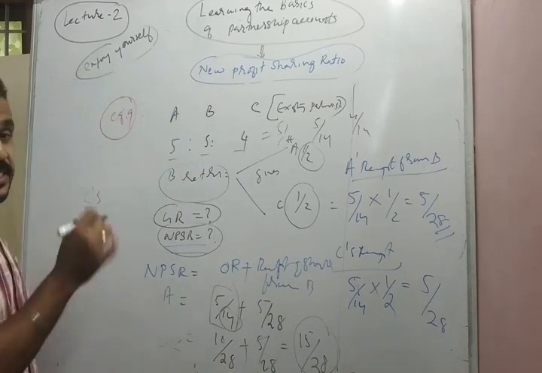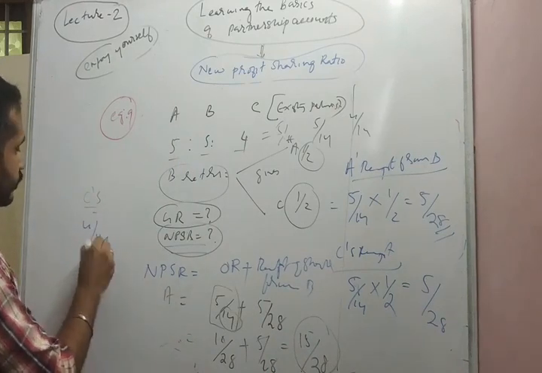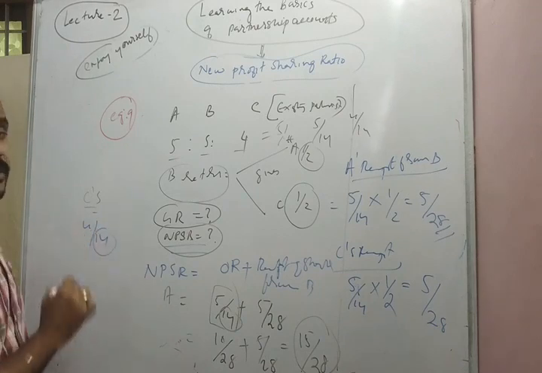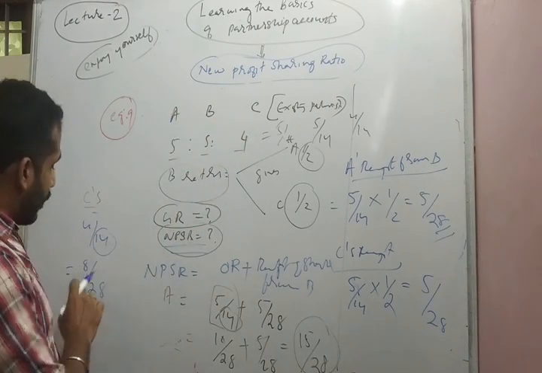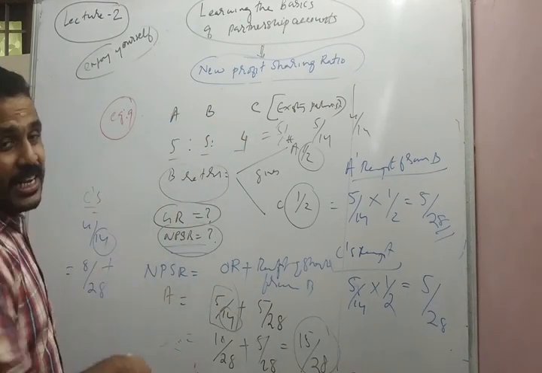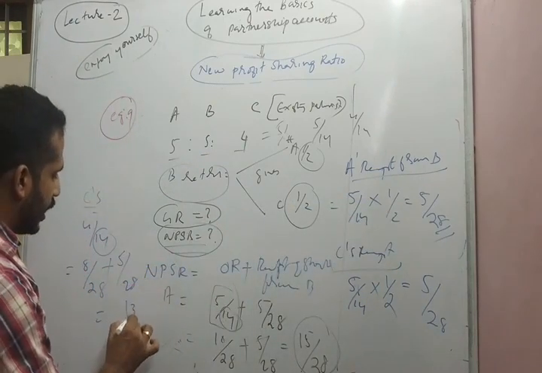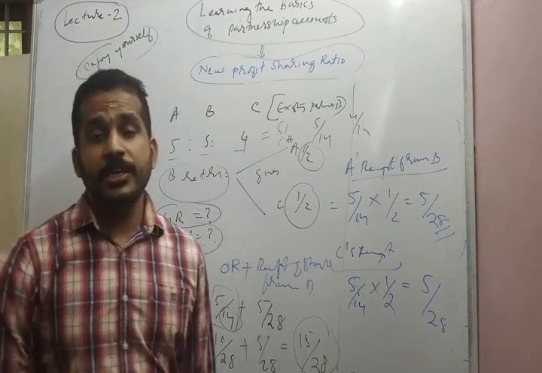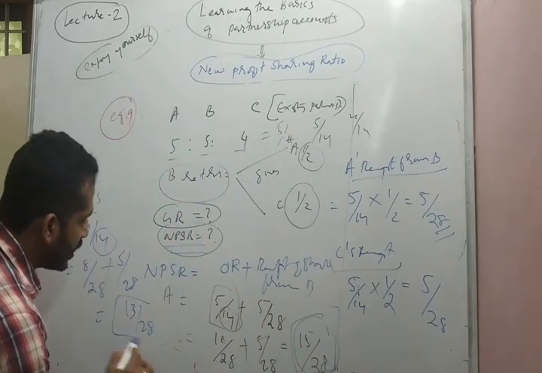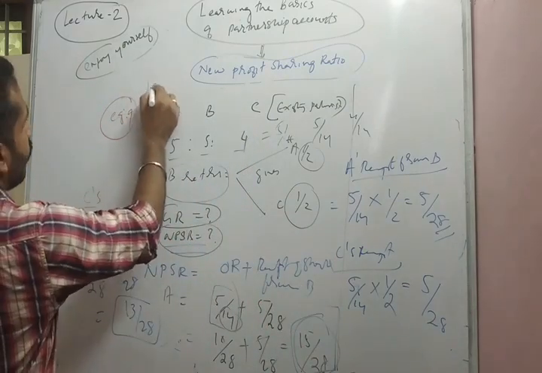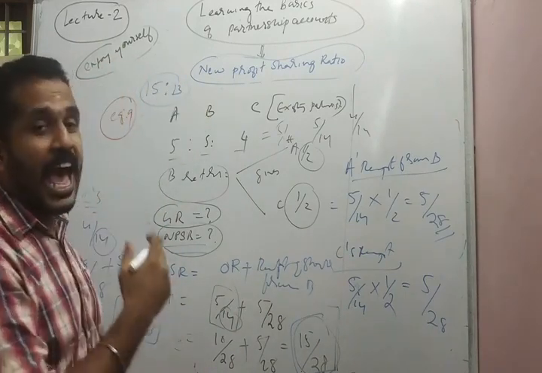Then talking about C's new profit sharing ratio. C's old ratio is 4 by 14. The 14 can be converted into 28, then we will get 8 by 28. So C's old share 8 by 28 plus C's receipt from B, 5 by 28, we will get 13 by 28. So what is the new profit sharing ratio? A's 15 by 28, C's 13 by 28. So 15 is to 13 is the new profit sharing ratio of A and C.